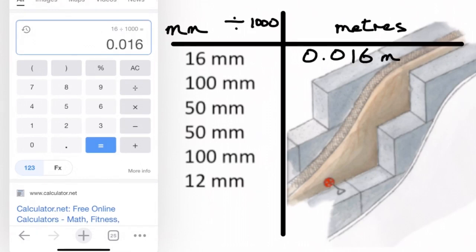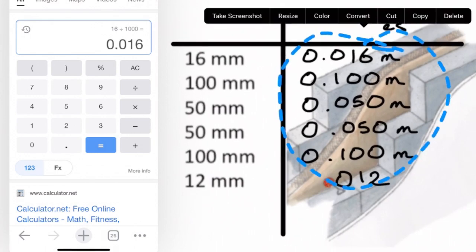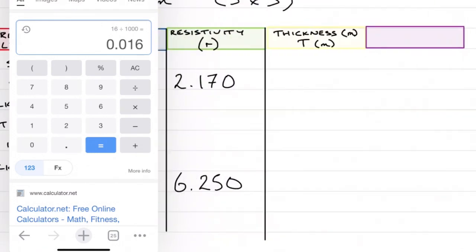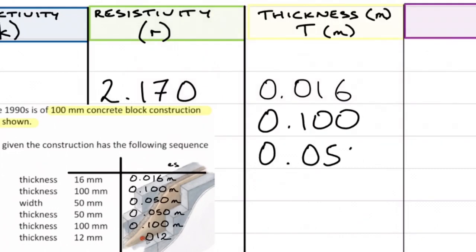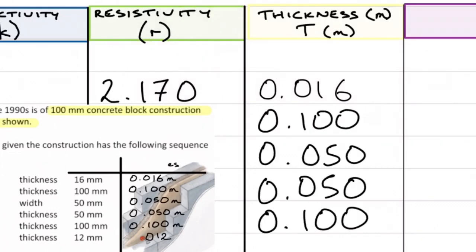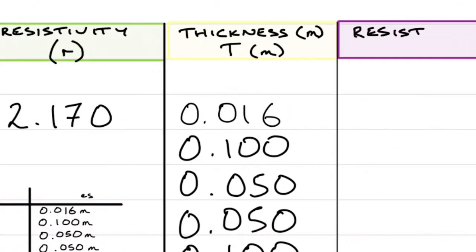It's pretty handy, but I wouldn't risk it in the exam. So you should be doing this yourself, not copying my answers, because that's no use to anybody. But there are the answers, and I am going to then bring them down onto my thickness table and put in the information. So that's my thickness done.